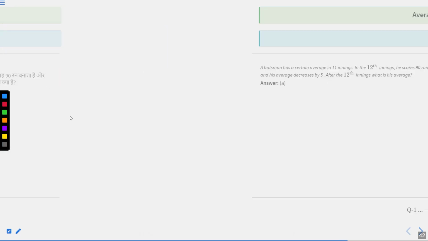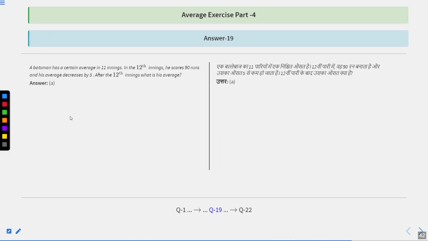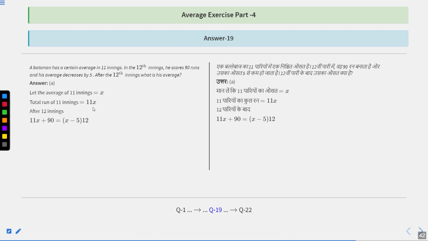Now time's up. Let's see the solution. Let the average of the 11 innings be X. So what will be the total score? The total score in 11 innings is 11X. But the question says that he scored 90 runs in his 12th innings. So the total score will be 11X plus 90.